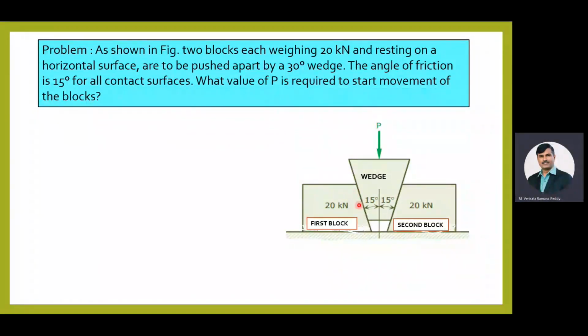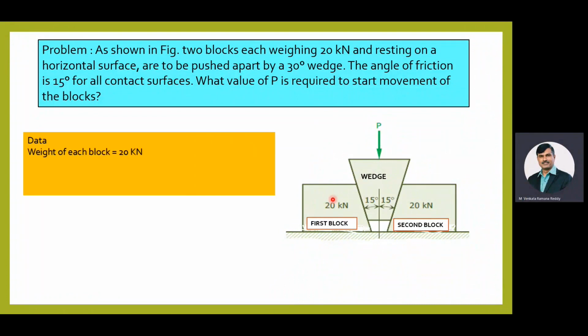Here, on the left side is a 20 kilonewton block and on the right side another 20 kilonewton block. These two blocks are pushed by a wedge with the application of the force P. Now we will write the data. Here, weight of each block is equal to 20 kilonewton, angle of friction phi is equal to 15 degrees, and inclination of the wedge is equal to 15 degrees. Our objective is to compute the value of the applied force P on the wedge to start the movement of the blocks.